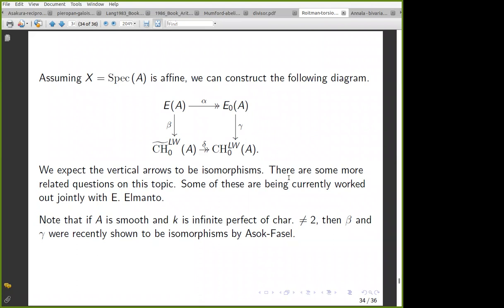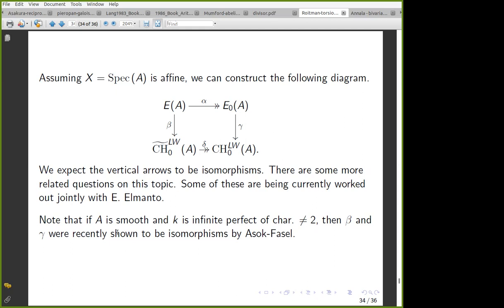There are similar problems on this topic. In fact, some of these problems I am currently working out jointly with Elden Elmanto. For example, what happens to these kinds of maps? Namely, you take the Chow-Witt group and map to the Chow group. Can you say something about, in particular, what the kernel is? So these are the problems I am working on with Elden.